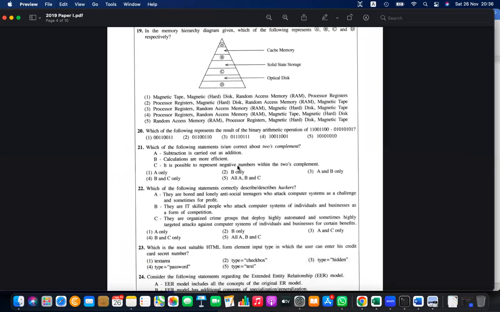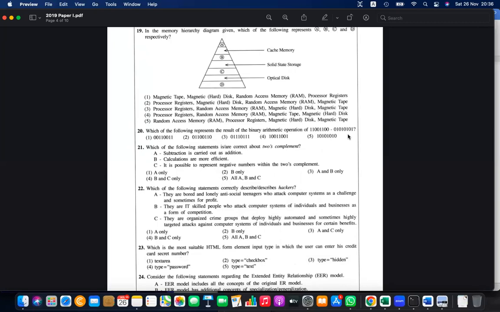Okay, which of the following represent the result of binary arithmetic operation? Two numbers are given. You are to calculate the arithmetic operation. This is surely a may question. If you get this kind of question, surely you should get the marks. If you are not getting the marks, maybe you have to check your brain, right? Because surely you should get marks.